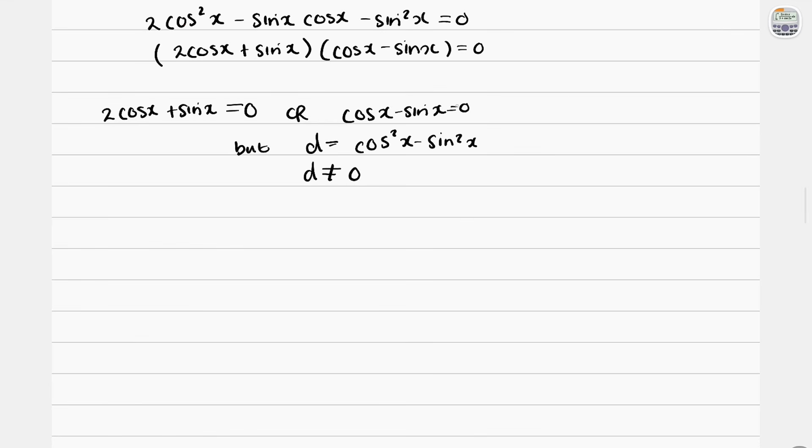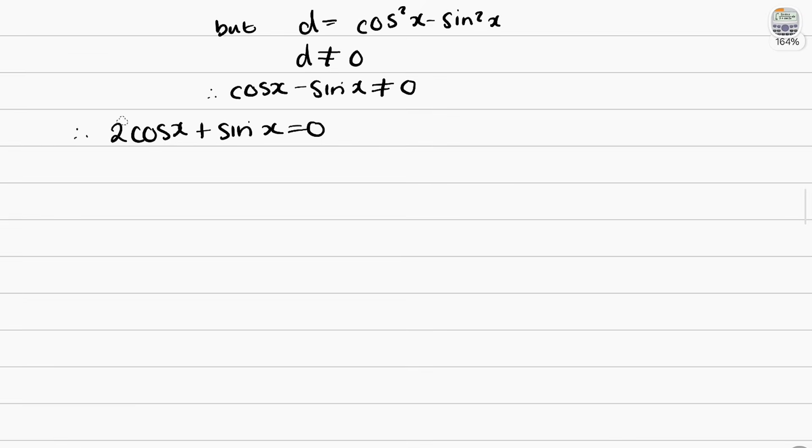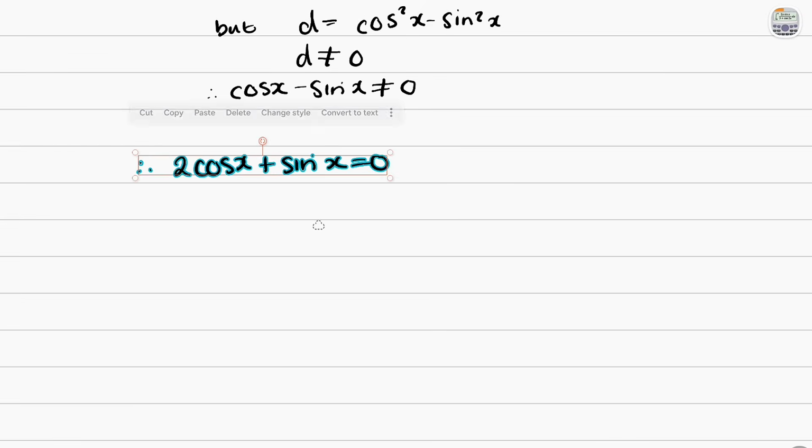So we will not take that answer and we'll simply say cos x plus sine x is equal to 0. And this is what we're going to focus on. I'll just conclude here. Therefore, cos x minus sine x is not equal to 0, and we'll leave that. So this is what we're working on. Let's go ahead and solve for x.